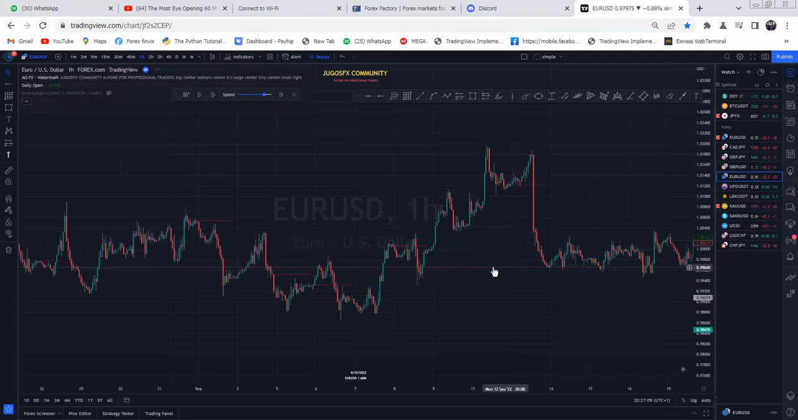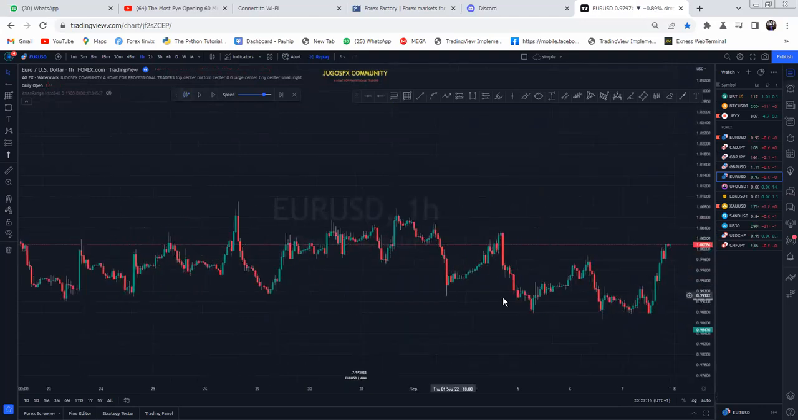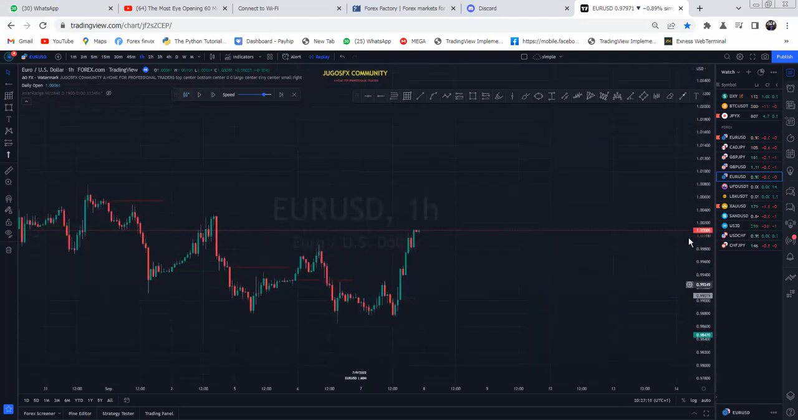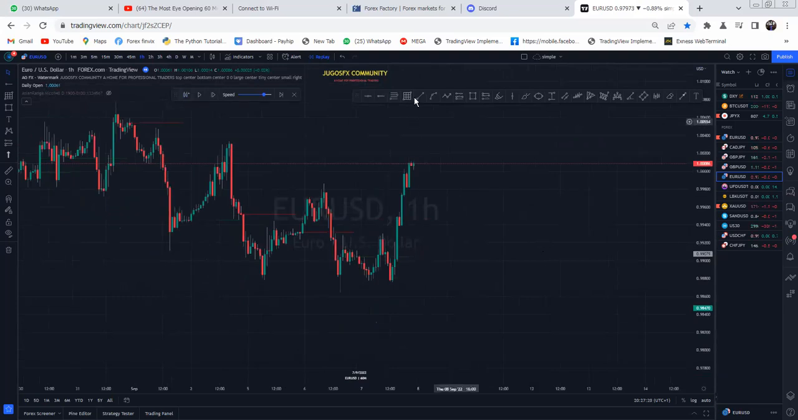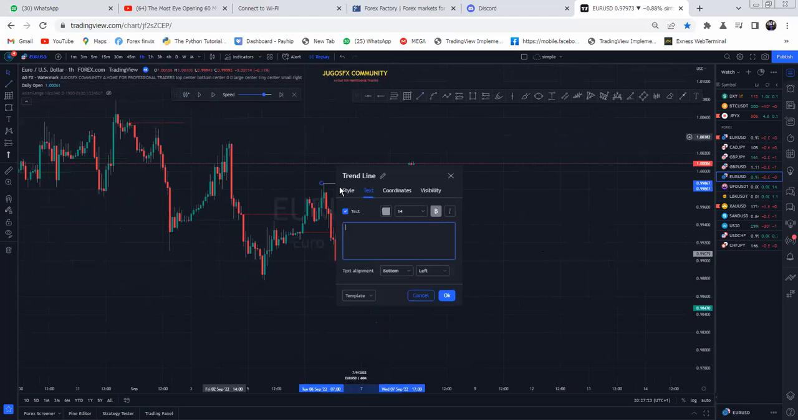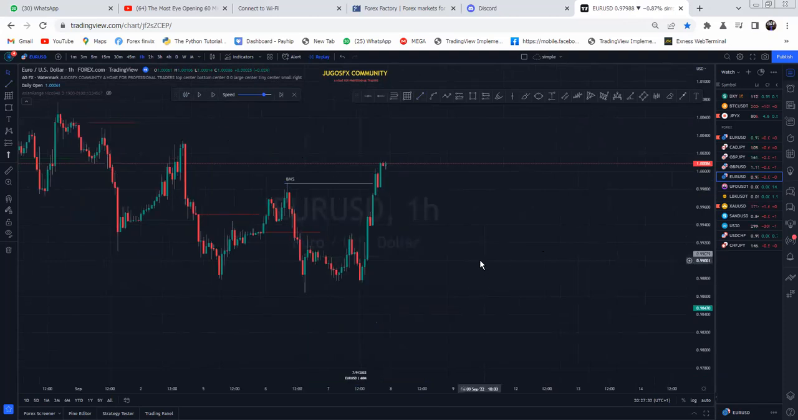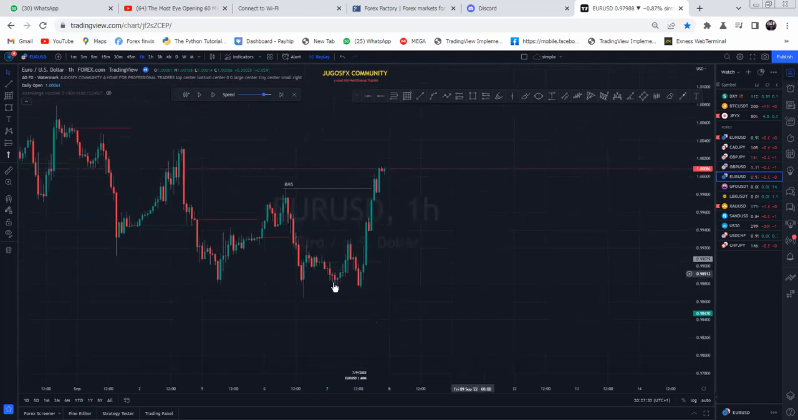So now let's look at this one again here. This is another level. I told you about mitigation blocks as well, right? So now we have a break of structure here. This is a BMS. Put it at the top, okay? That's our BMS, right? So now this low didn't take out liquidity. You understand? This low did not take out liquidity.